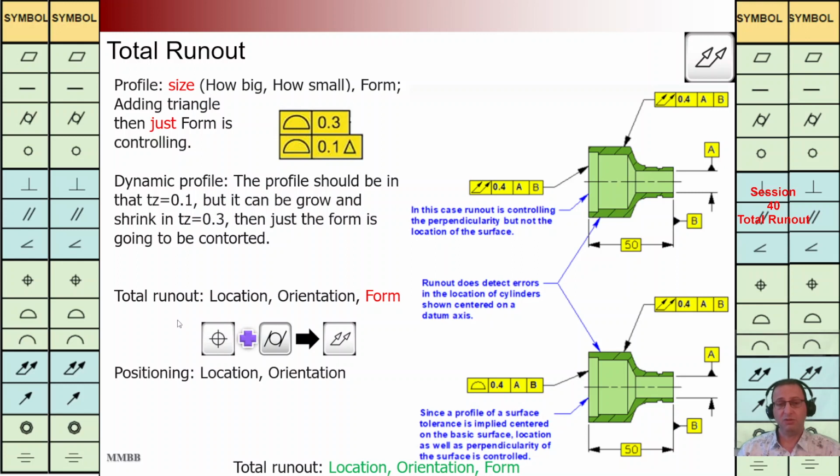Now let's compare total run out and positioning. As it was mentioned, total run out is going to control location, orientation, and form, but positioning is going to control location and orientation. If we don't have any error for the form of this cylinder, it means the positioning and total run out are going to be the same. But total run out is going to cover positioning and form as well, positioning and cylindricity.